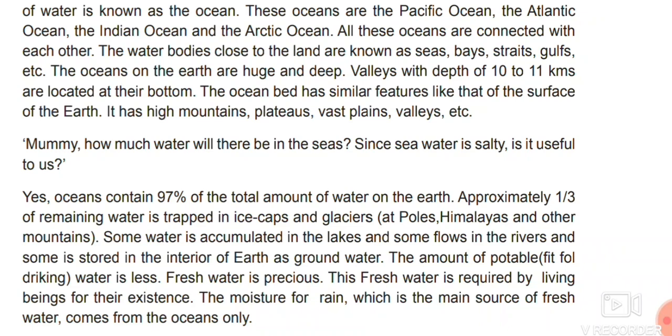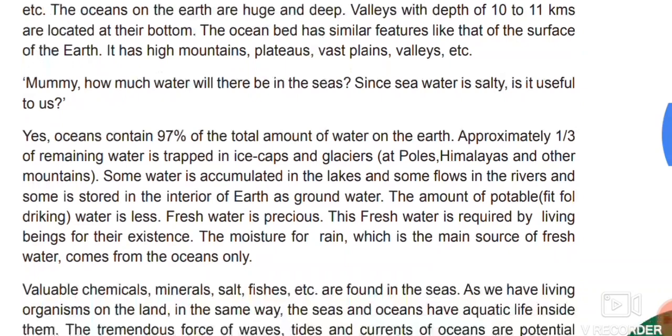See over here you are able to find out the sources of fresh drinking water. Fresh consumable water. तो पहले हमने क्या देखा? Ice caps and glaciers. Second we saw was groundwater, lakes, rivers, ponds, etc. Right? The amount of potable water is less, यानी कि fit for drinking. The amount which you can drink directly is very less.